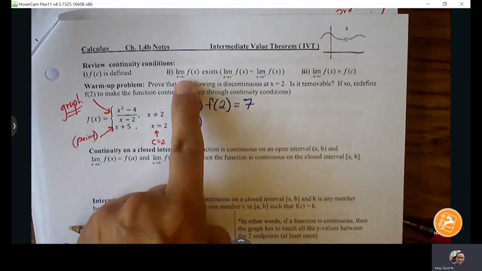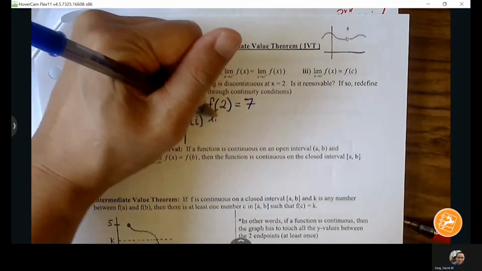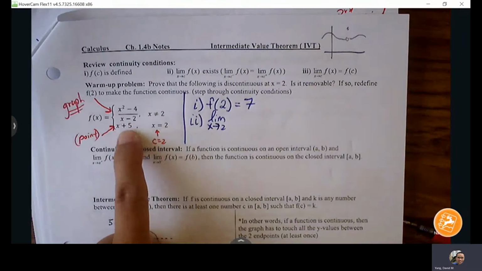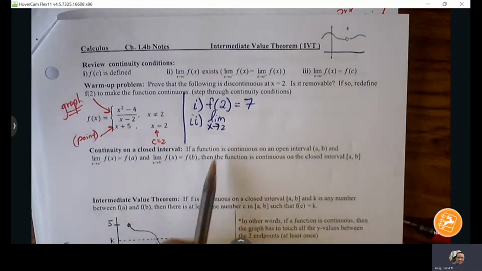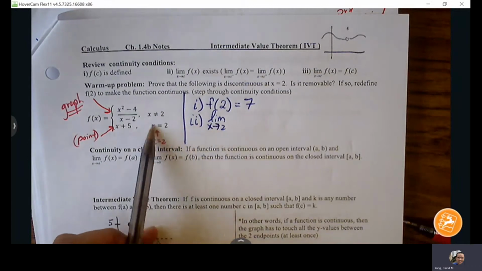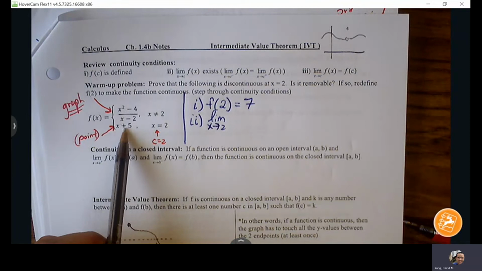Second condition. Limit as x approaches our c value. So we're approaching 2 here. Do I look at the second or the first piecewise function for this? First one, good. I know a lot of students want to do the second one because they say, well, I'm approaching 2, that's x equals 2, so great, I'll do x plus 5.